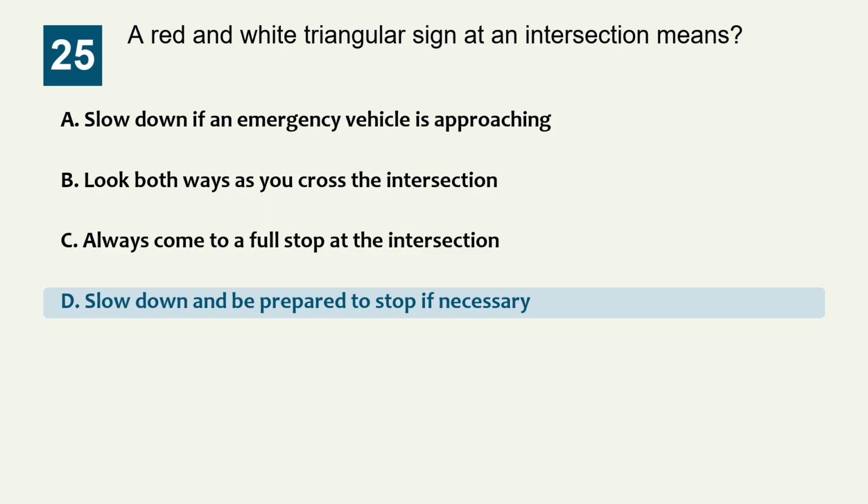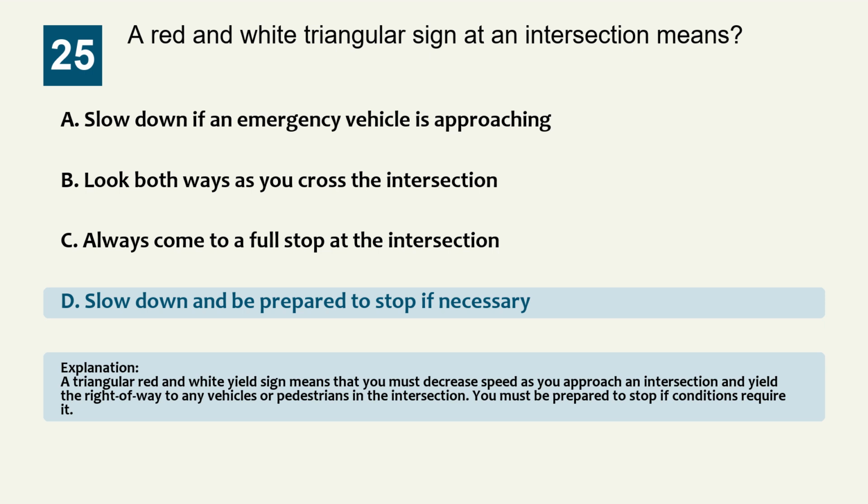The correct answer is option D, slow down and be prepared to stop if necessary. A triangular red and white yield sign means that you must decrease speed as you approach an intersection and yield the right-of-way to any vehicles or pedestrians in the intersection. You must be prepared to stop if conditions require it.